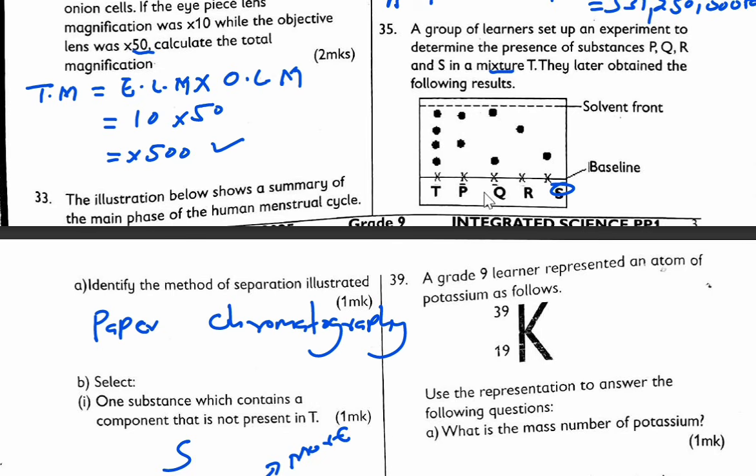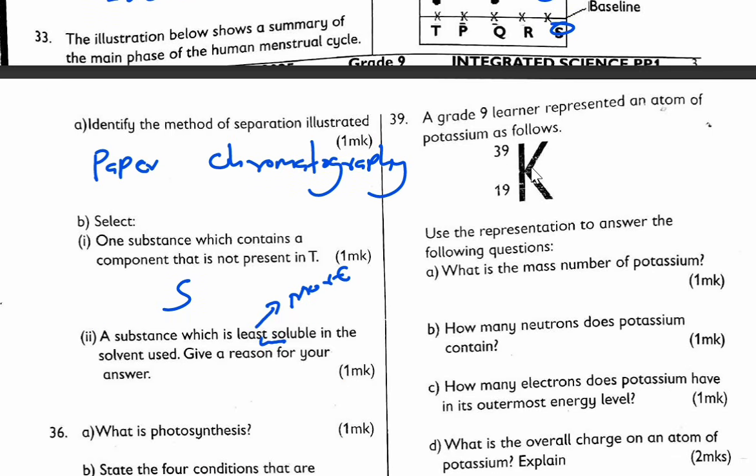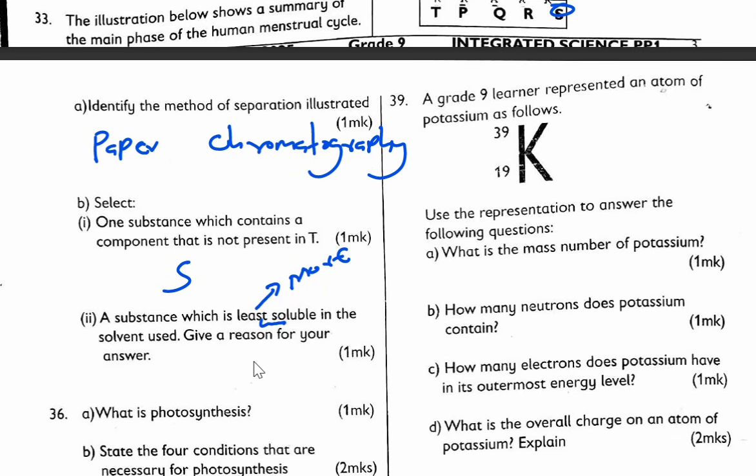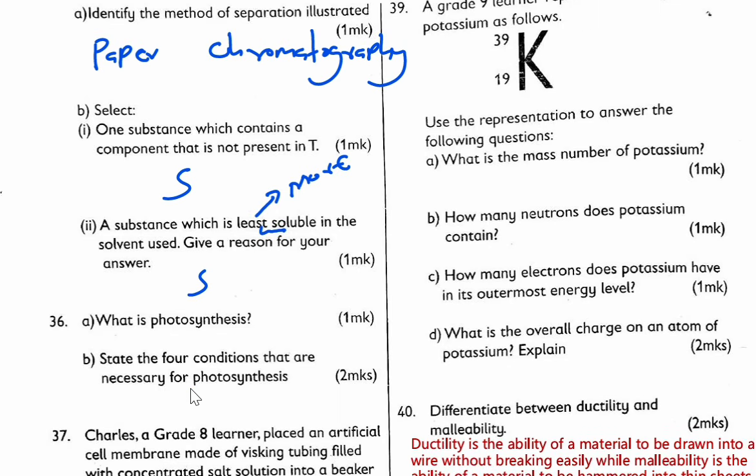So you can see here between P, Q, R, and S, which one traveled the shortest distance? For P, it reaches here. For Q, also here. For R, here. What about S? S is here. So S is the least soluble. S again is the one which is the least soluble. You can see the distance traveled is short. So that is the answer to Roman 1 and Roman 2.